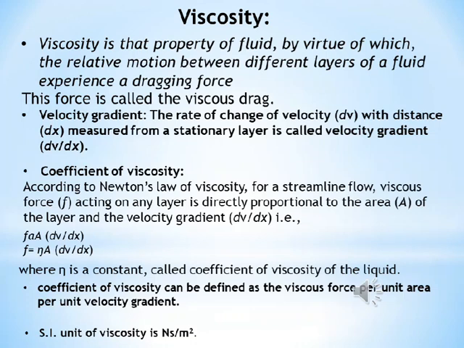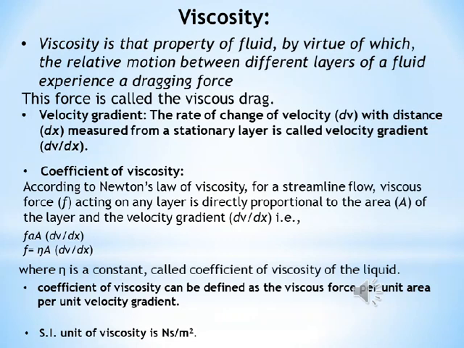So let's see what velocity gradient is. It is the rate of change of velocity dV with distance dx. As we have seen, we are considering the table as a solid surface and there will be different layers of water or honey. If the first layer has velocity V1, the second V2, the third V3, then the rate of change of velocity will be different according to the distance from the solid surface. So velocity gradient is nothing but change in velocity with distance, dV by dx.